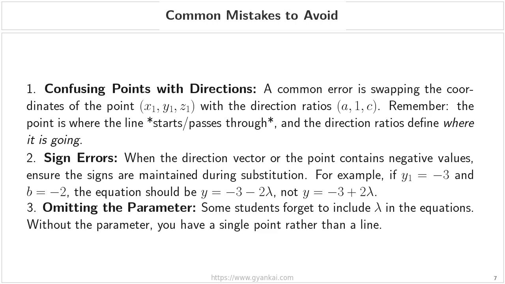Finally, do not forget to include the parameter itself. Sometimes, in the rush to simplify, students leave out the lambda. Remember, without that parameter, you no longer have a moving point or a line, you are left with just a single, static point in space. We need that lambda to allow the point to move along the line. Keep these three things in mind, and you will find much more success with these problems. Now, let's quickly review the key takeaways from today's session.